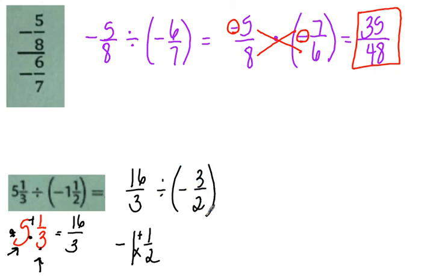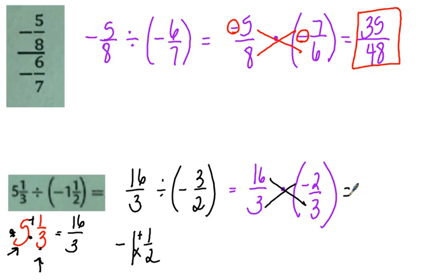Now I'm going to follow my rules for division, so I'm going to keep my first fraction, change my division sign to multiplication, and I'm going to reciprocate my second fraction. Again, I'm looking at, do my numerator and denominators have a common factor? 3 and 2 are prime numbers, so they do not. 16 and 3 do not have a common factor, so now I'm going to multiply straight across. So I'm just going to write it like this, maybe to help some of you guys too. 16 times negative 2, 3 times 3. This gives me a negative 32 over 9.